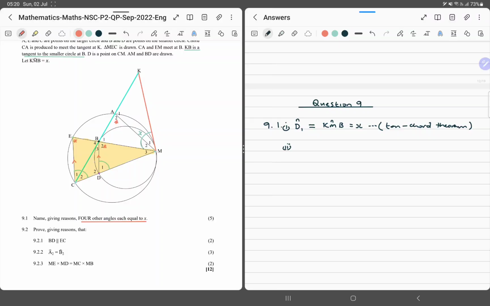Number two, what do we need? We need to connect C1 plus C2. So C1 plus C2 together is also equal to KMB, equals x again. Tan-chord theorem. So those are marks. The statement and its answer are a mark, and its reason is a mark. Okay, let's find another one.